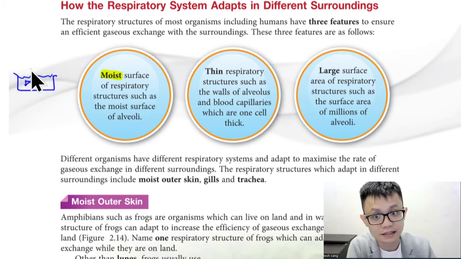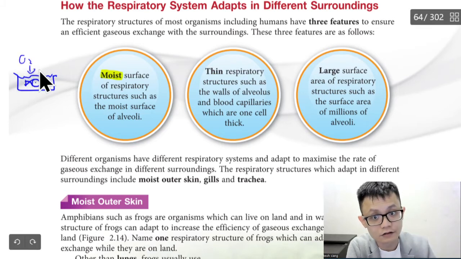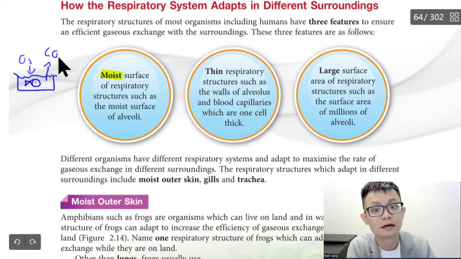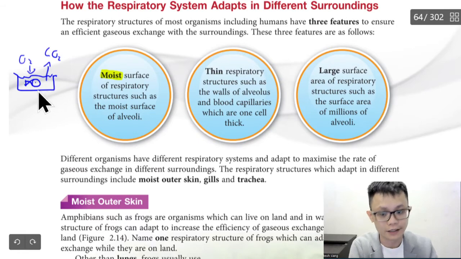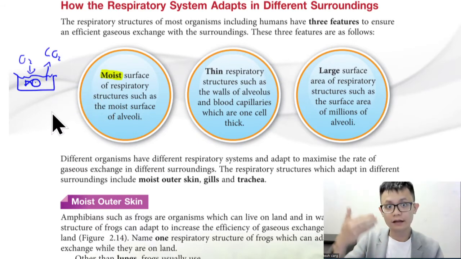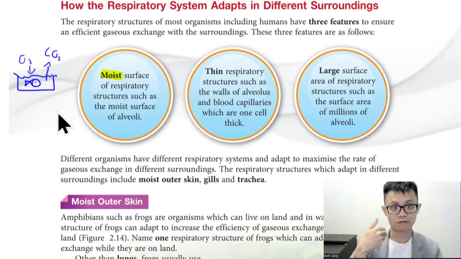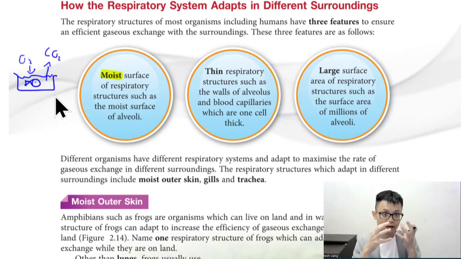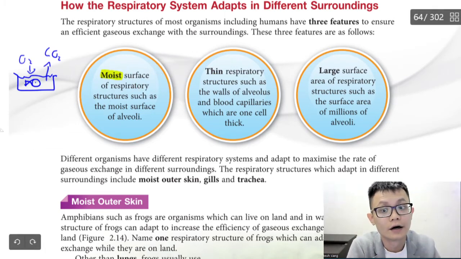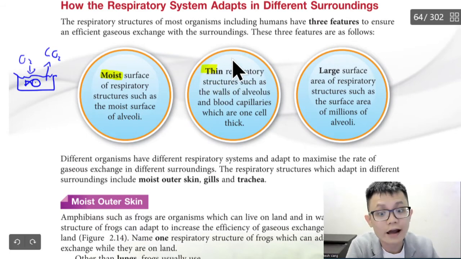Because if I open this, the oxygen will diffuse into the liquid and the carbon dioxide will come out from the liquid. Same like our lung as well, correct or not? When we breathe, the oxygen also goes into our blood. The lung has liquid, there is water, right? That's why we have a moist surface to help in our respiratory system. It is thin, very, very thin.